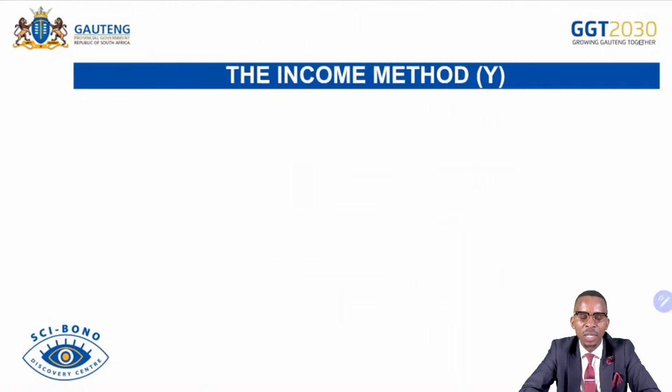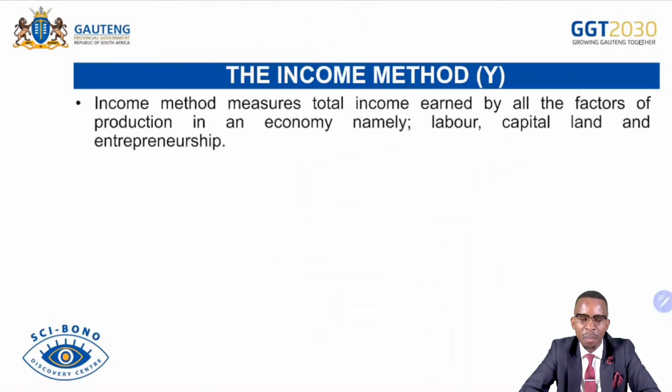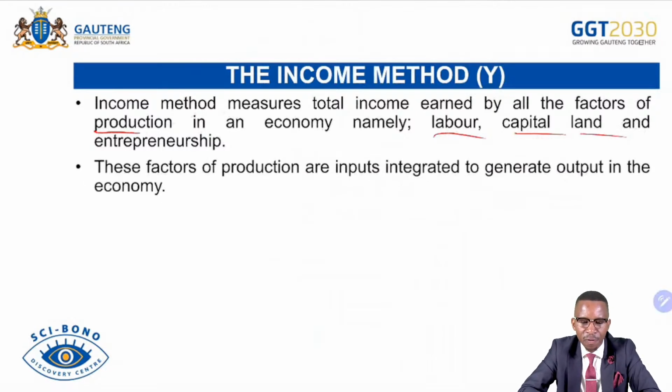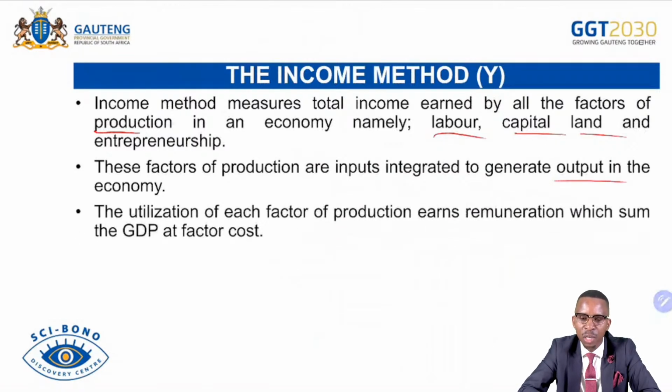So the income method is labeled as Y. Remember, in economics, we say Y represents income here. The income method measures total income earned by all factors of production in the economy, namely labor, capital, land, as well as entrepreneurship. These factors of production are inputs integrated to generate the output in the economy. So they are very important because they will be ensuring that we have output.